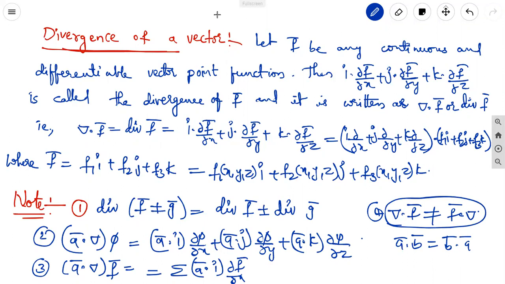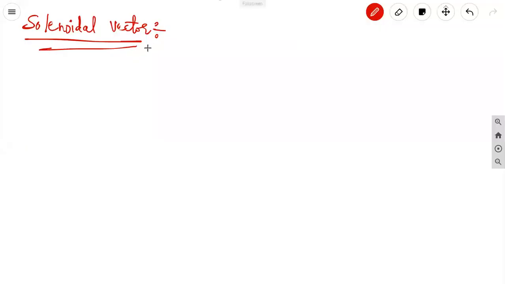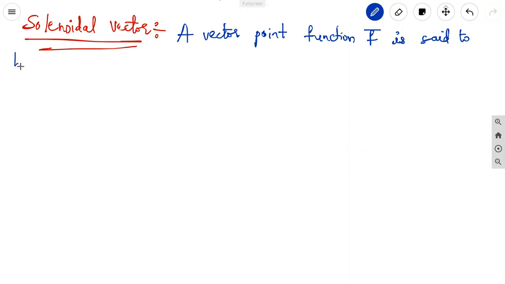The solenoidal vector means a vector point function f vector is said to be solenoidal if div f vector is equal to 0. A vector point function f vector is said to be solenoidal if div f vector is equal to 0.